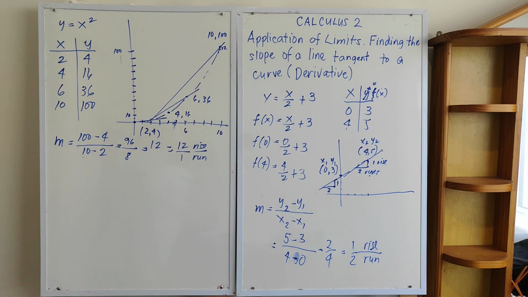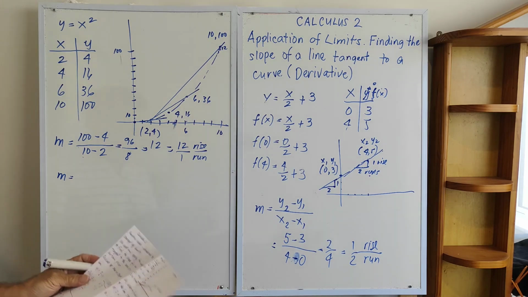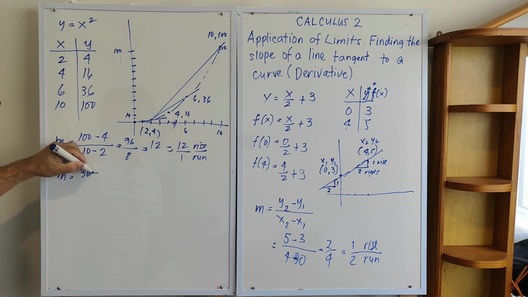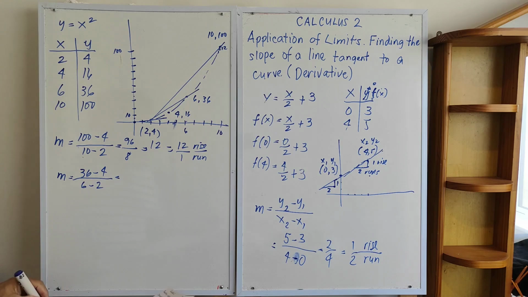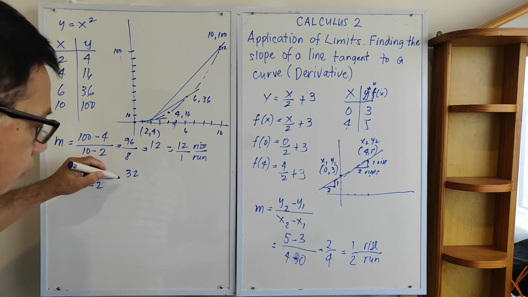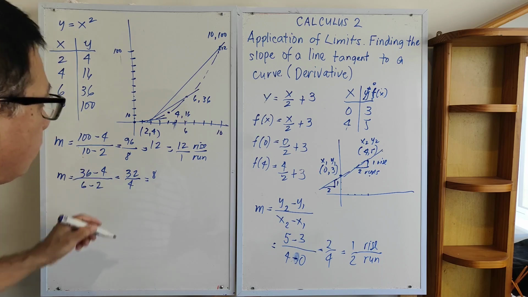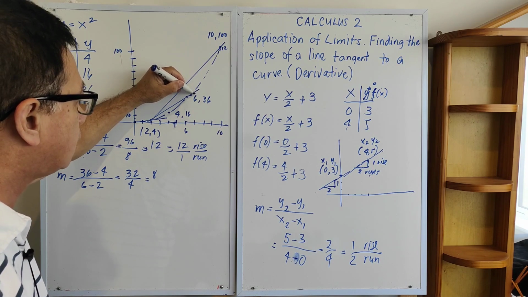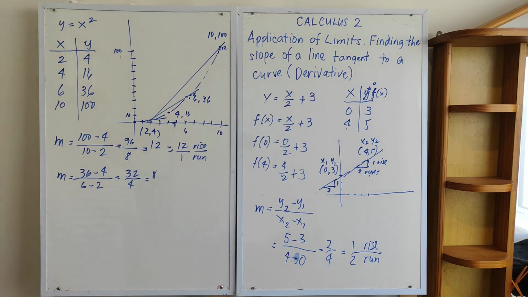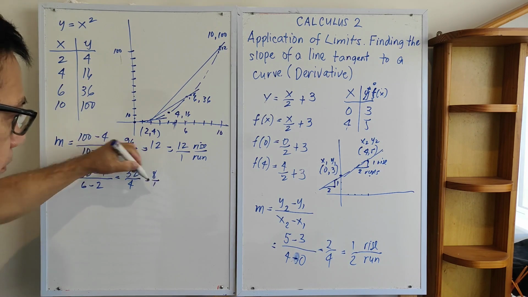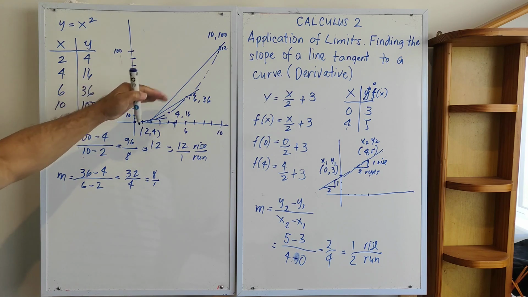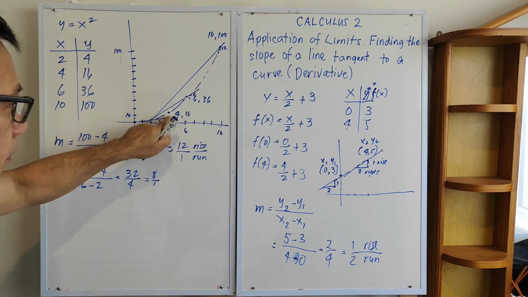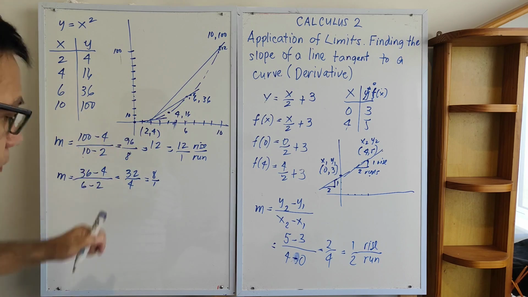So what will be your slope? The slope on that point will be 36 minus 4 over 6 minus 2. So that will be 32 over 4, which is 8. So this one has a rise of 8 for every run of 1, 8 over 1.